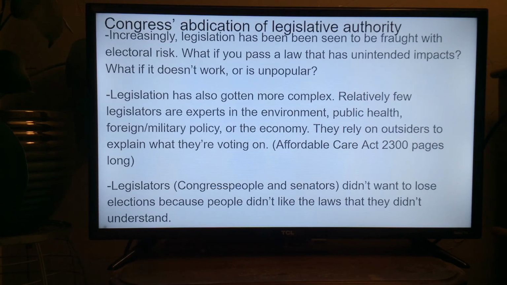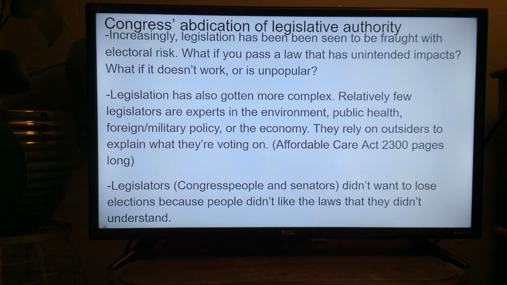So how can we expect them to understand bills that are thousands of pages long and deal with complex regulations and mechanisms for changing the economy or regulating the environment? And the short answer is we can't. The Affordable Care Act, again, this is Obamacare, was 2,300 pages long. And I'm not saying whether it was a good bill or a bad bill. I'm just saying who the heck has time to read 2,300 pages? That's a lot. And so for the most part, people are voting on these laws without even understanding what they mean.